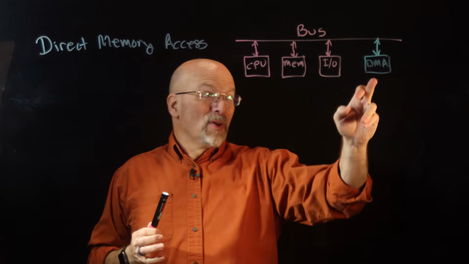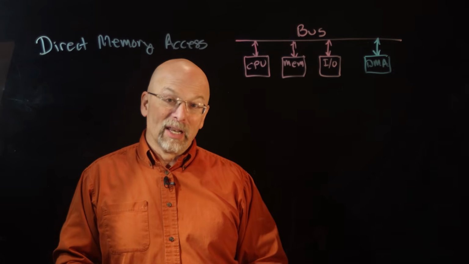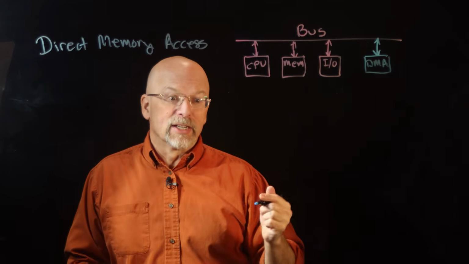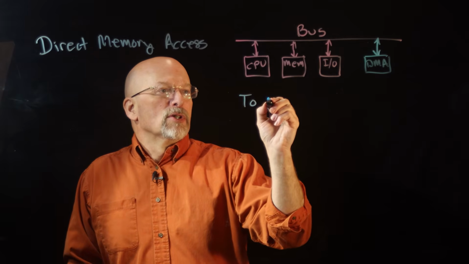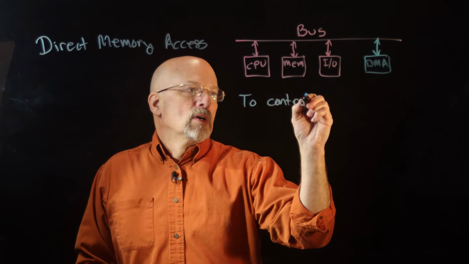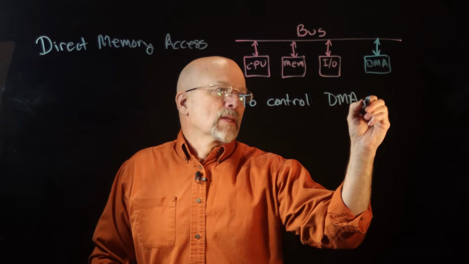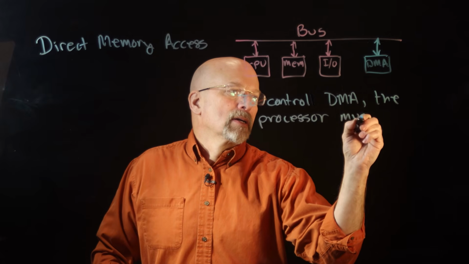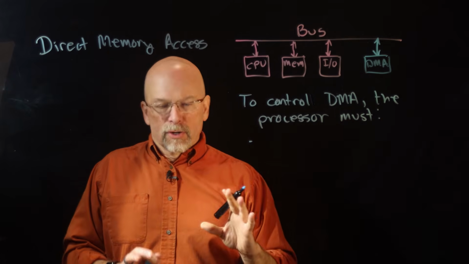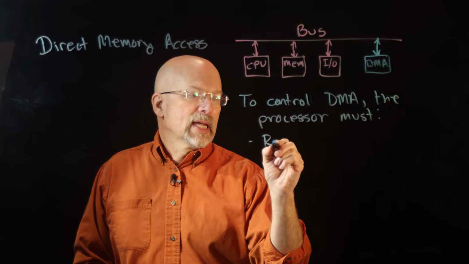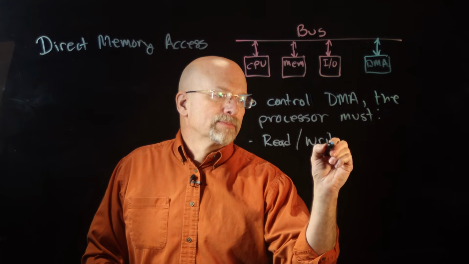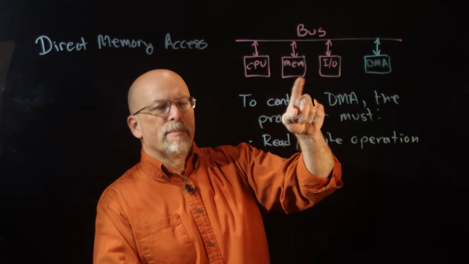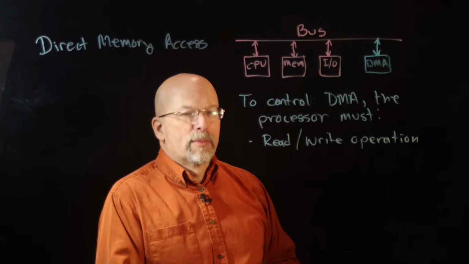Now, it's pretty simple hardware. It's a pretty simple processor that's going to allow us to do this transfer. But what does the CPU need to do in order to get the DMA to do its job? So, to control the DMA, the CPU must, first of all, tell it whether it's a read or write operation. In other words, what direction are we going?